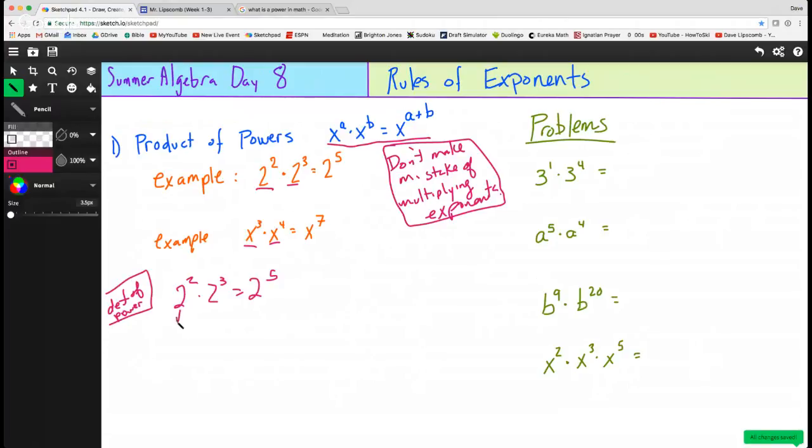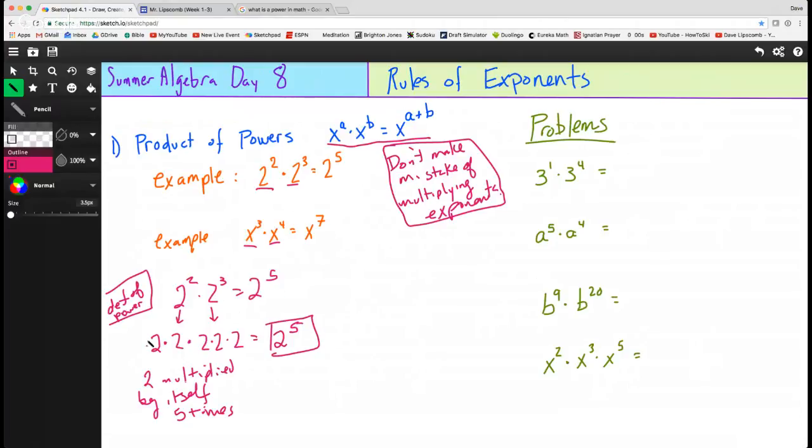The definition of power says 2 squared is just 2 multiplied by itself 2 times. 2 cubed says 2 multiplied by itself 3 times. Now I'm going to take this multiplication sign and move it down. And what do I have? 2 to the 2nd power times 2 to the 3rd power is 2 times 2 times 2 times 2 times 2. And what does that mean? Well, that's 2 multiplied by itself 5 times. Well, that's 2 to the 5th.